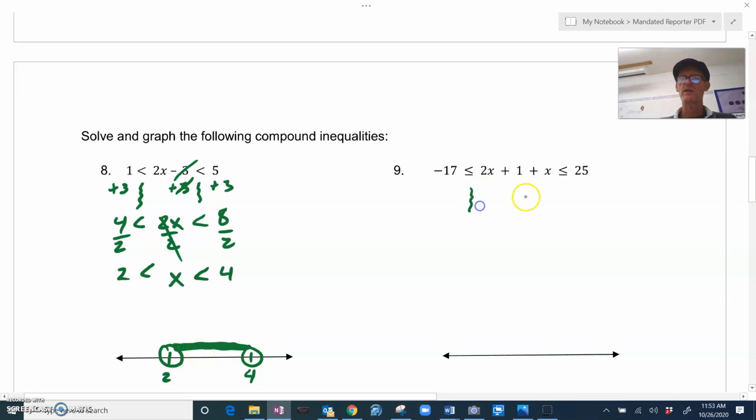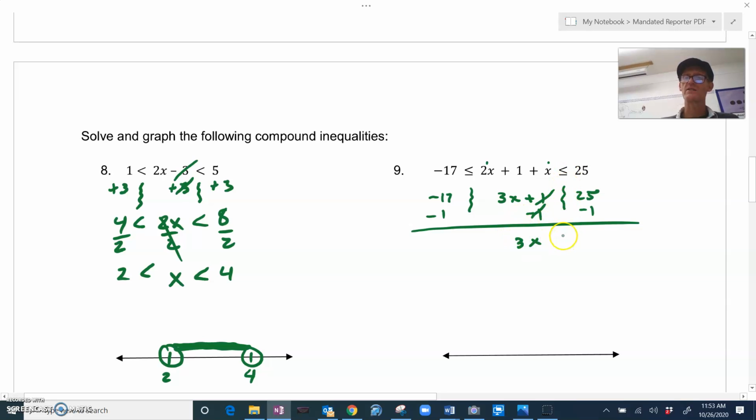All right, next problem here. We got a situation where we are going to have to combine these two terms. So we get 3x plus 1 in the middle, less than or equal to 25 here, and greater than or equal to -17. If I subtract the 1, here, here, and here, it cancels. I have 3x less than or equal to 24 and greater than or equal to -18. Divide by 3. I get x less than or equal to 8, greater than or equal to -6.